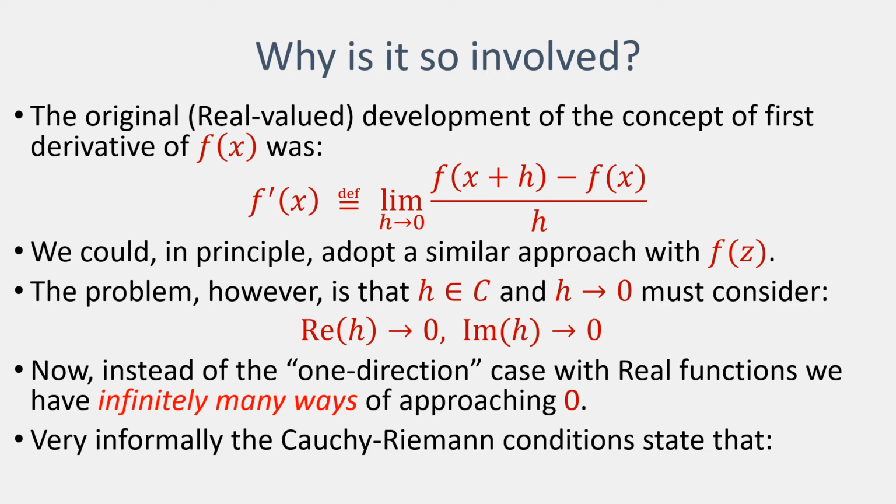Very informally, what the Cauchy-Riemann conditions are saying is that it doesn't matter that there are infinitely many different ways of a limit approaching zero, because these are all equivalent. We can treat them in exactly the same way. So here's an example. Suppose we go back to our function of squaring a complex number, this basic function here.